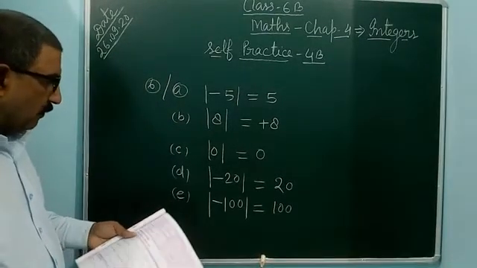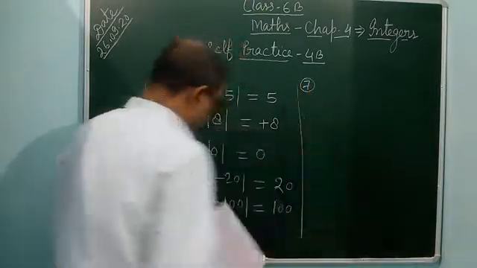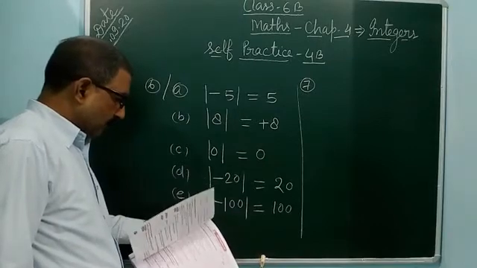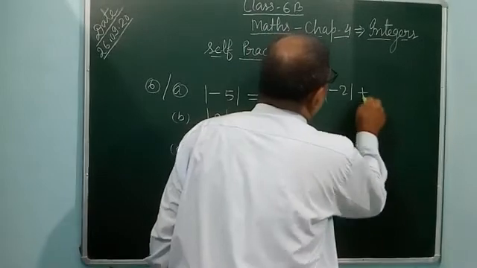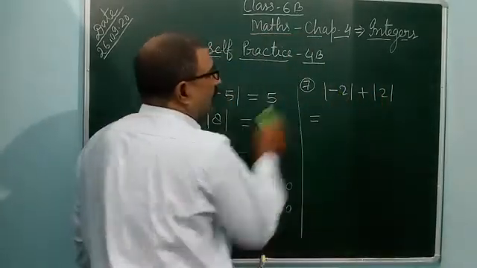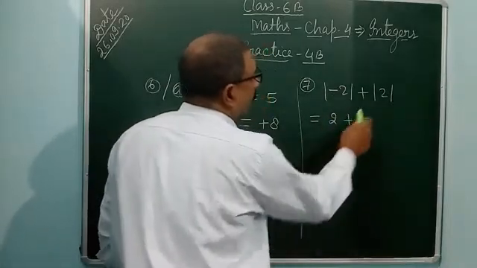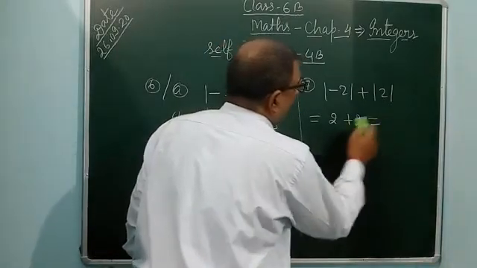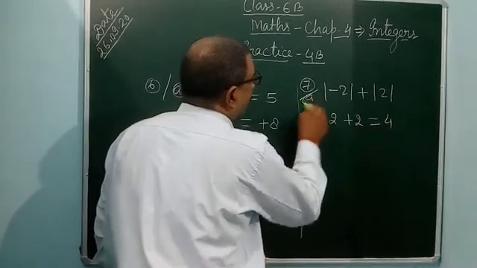Question number 7, you can see question number 7. -2 in mod plus 2 in mod. You can see the absolute value of -2 is 2. 2 means plus 2, and plus the absolute value of plus 2 is 2. It means 2 plus 2 is 4. So it is 7a.